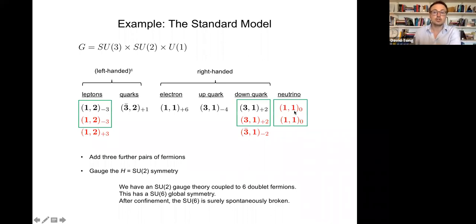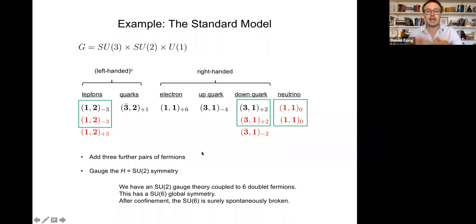You can check this SU2 symmetry commutes with the standard model gauge group. Also importantly, there's no mixed anomaly between this H equals SU2 and this U1. So if I do gauge this SU2, the standard model gauge group is completely unaffected. It remains a good symmetry.